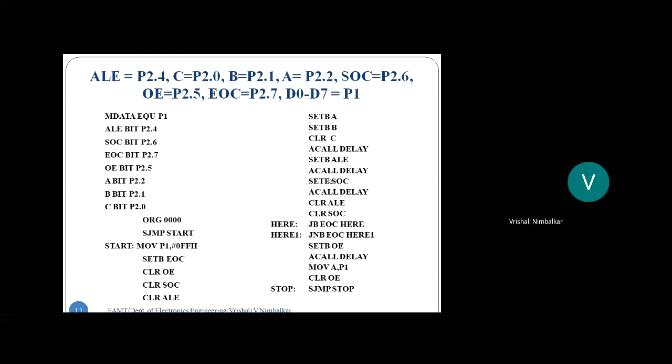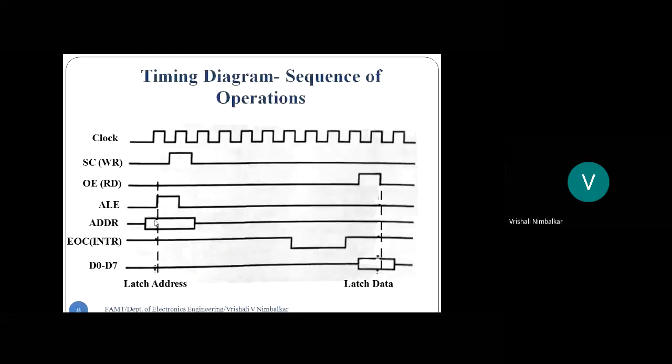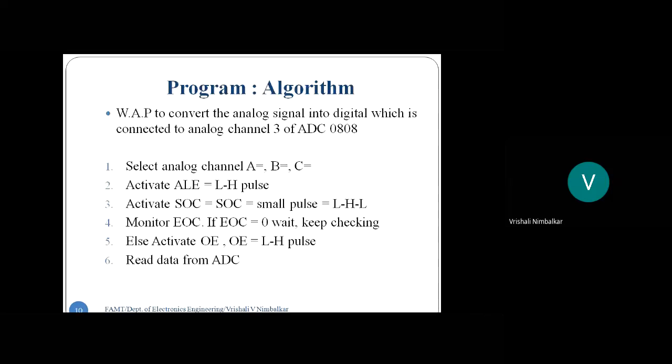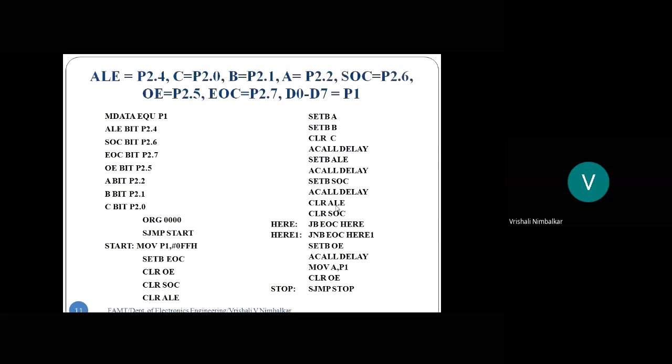Now after setting SOC, we will disable ALE. See here, students: we place the address, wait for a certain time. Activate ALE, so ALE is logic 1, wait for a certain time. Activate SOC, SOC is logic 1, wait for a certain time. After SOC, disable ALE, so ALE is logic 0. And then SOC is logic 0. So look at this: clear ALE, clear SOC.